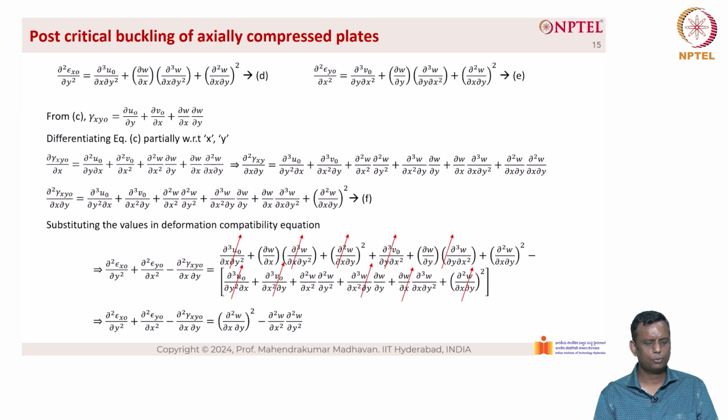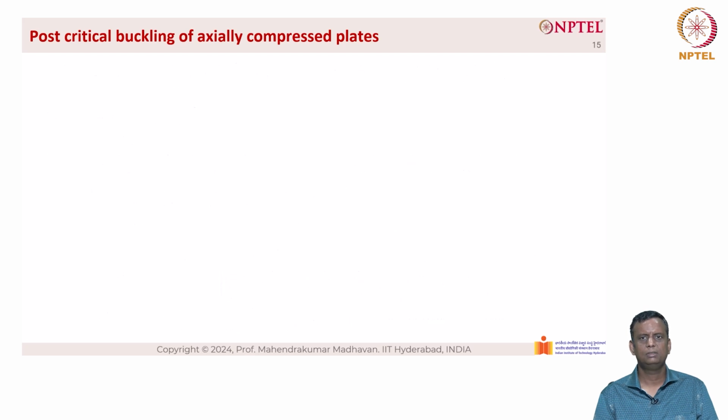Now we have ∂²εx⁰/∂y² plus ∂²εy⁰/∂x² minus ∂²γxy⁰/∂x∂y is equal to (∂²w/∂x∂y)² minus ∂²w/∂x² into ∂²w/∂y². This becomes equation 2 and it is called the deformation compatibility equation.